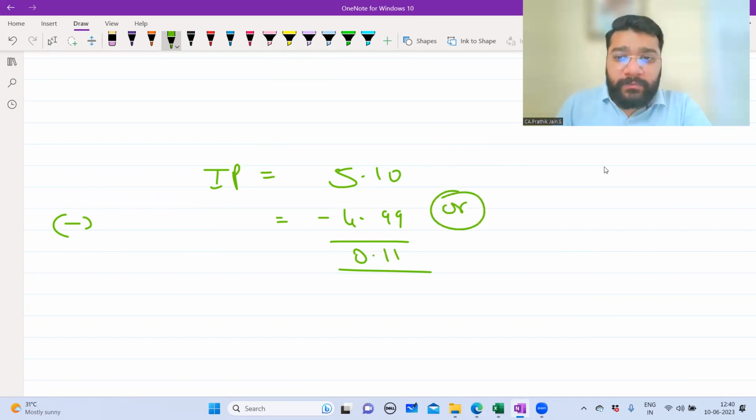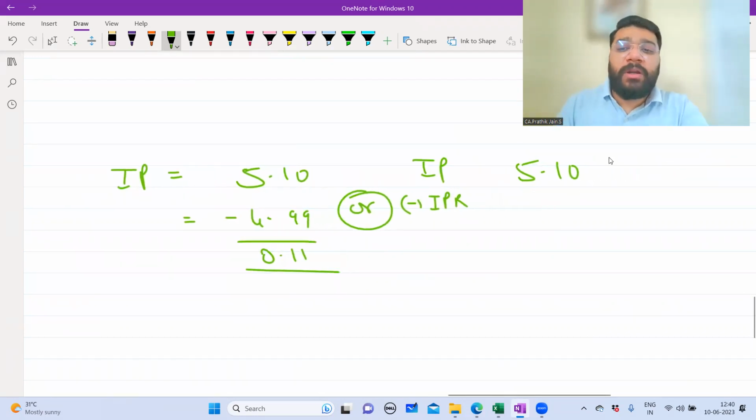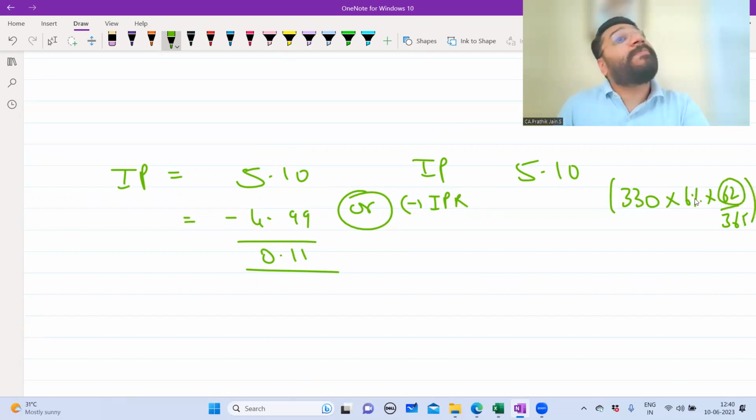Can I write in this way also? 5.10 is interest payable minus interest payable reversal. So reversal means what? 330 rupees into 6% into 62 divided by 365. Because to the extent of 62 days, it is reversal of interest payable. How much is the interest? 330 into 6% into 62 by 365. How much? 3.36.